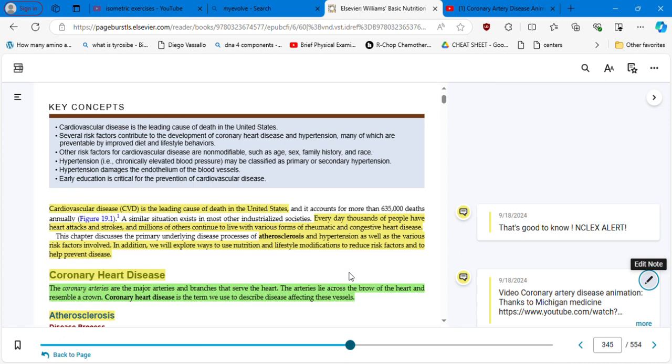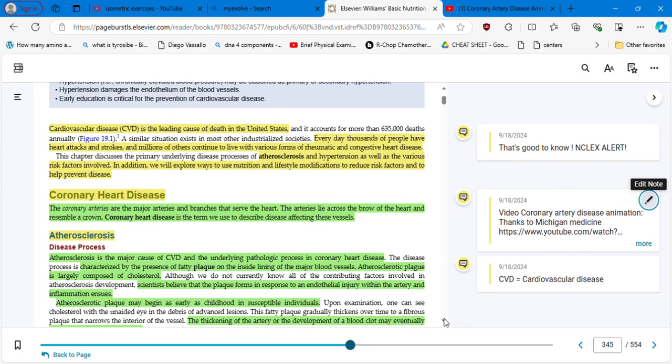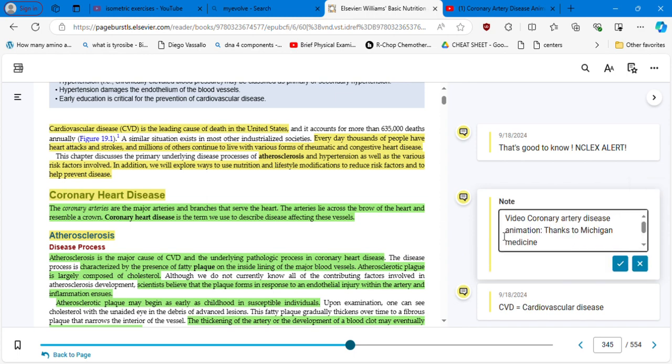Also, we are going to consider atherosclerosis and hypertension as risk factors involved in coronary heart disease. In addition, we will explore nutrition and lifestyle modifications to reduce risk factors and help prevent the disease. So we are going to play a video. It's about coronary heart disease for you to understand. Usually I select videos that are very short, okay? So let's watch this video.